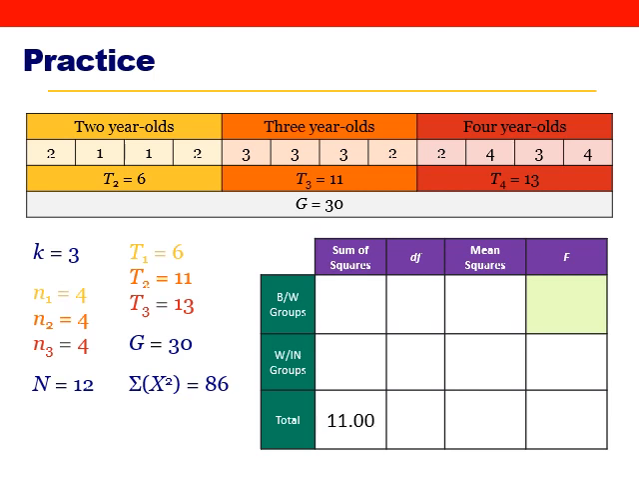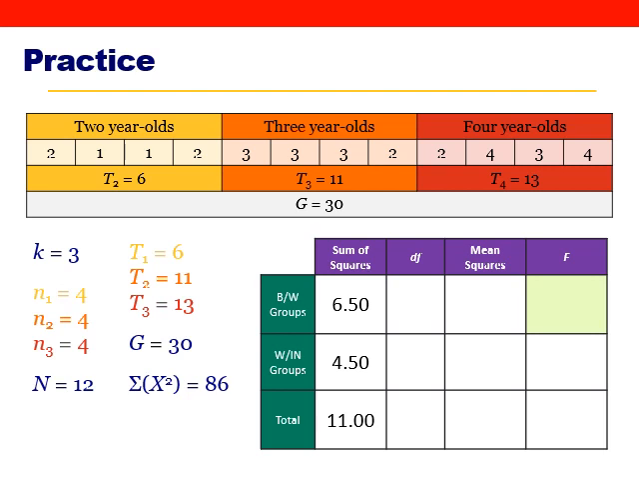Our total sum of squares for this sample was 11, and our between group sum of squares was 6.5. We'd calculate those numbers using the formulas from a few slides ago. Remember that the within group sum of squares is just the difference between those numbers. So 11 minus 6.5 leaves us with a within group sum of squares of 4.5.